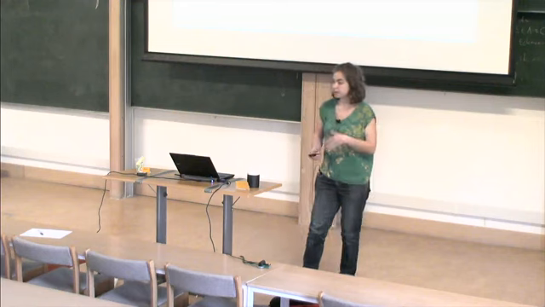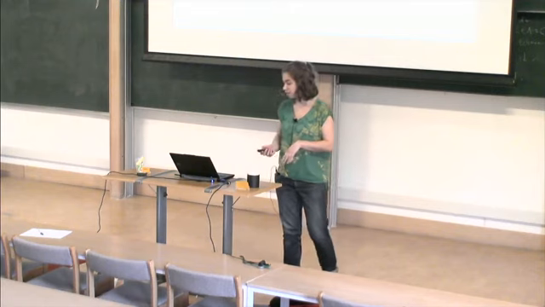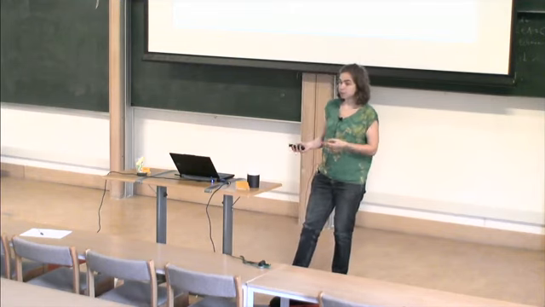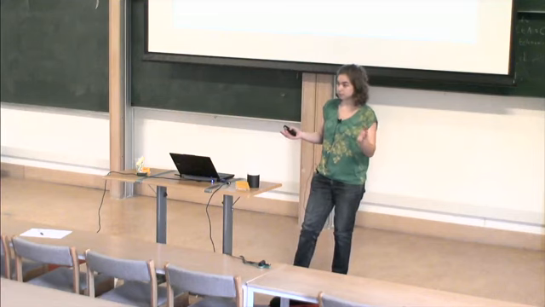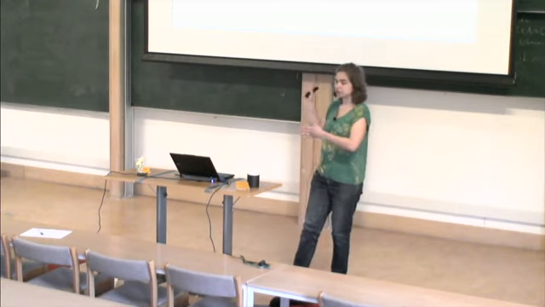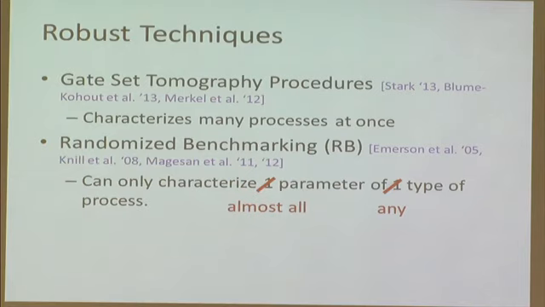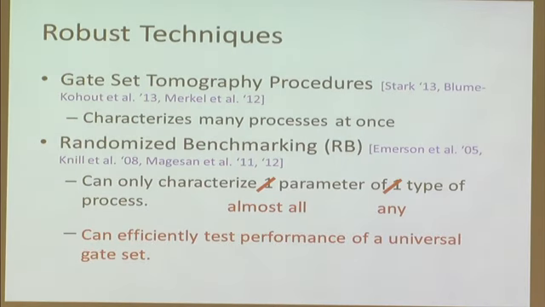So what I'm going to show in this talk is that actually within this randomized benchmarking framework, I'm going to explain what randomized benchmarking is soon, that instead of just being able to characterize one parameter, we can characterize almost a complete characterization of any process, any quantum process, and not just one type, but any process that we want. We can basically do full characterization. And in doing this, we inherit this robustness of randomized benchmarking, so we don't need to have perfect state preparation and measurement. And in addition, we can efficiently test the performance of a universal gate set, which, depending on time, I might or might not get to talk about.